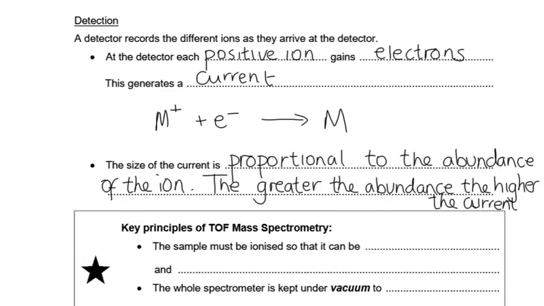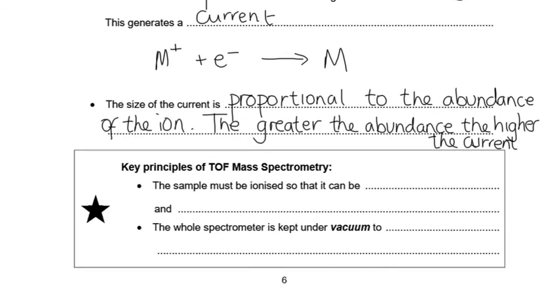There's just a few key points. Why do we have to ionize? Well, we need to ionize so that the thing can be accelerated. Remember, it was accelerated by a positive plate of an electric field, and it needs to be ionized so it can be detected, because it was detected by an ion current detector that was giving it electrons, and without it being positive it wouldn't want the electrons. And the whole thing is kept under vacuum to prevent the sample from colliding with other particles in the air.